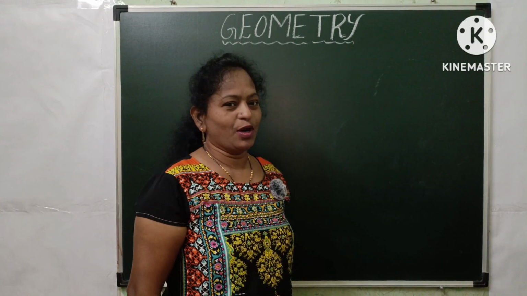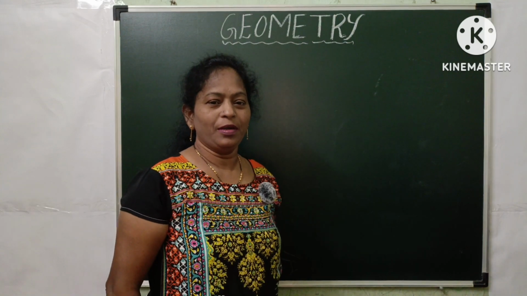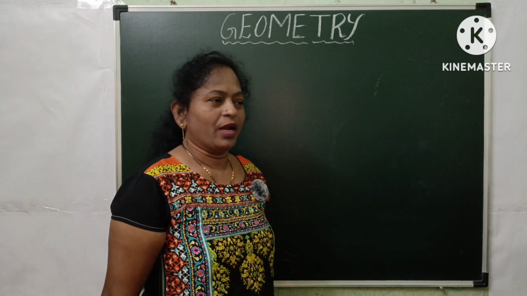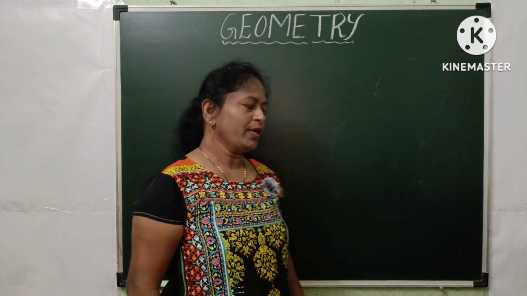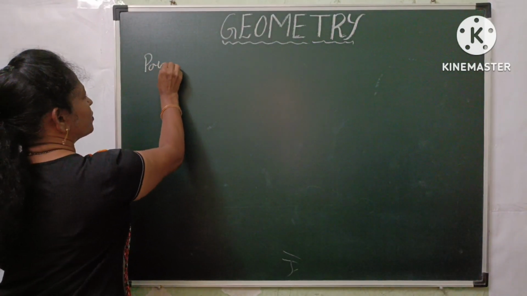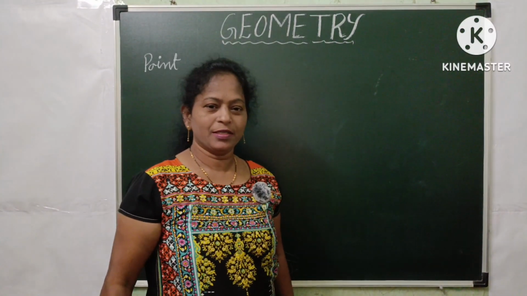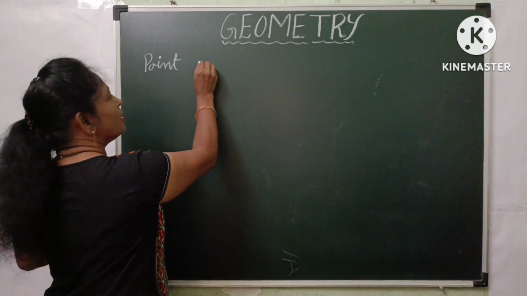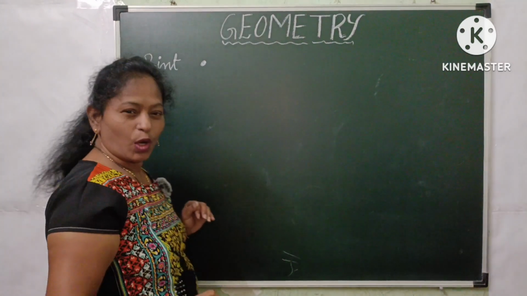Today's topic is geometry. In geometry, we will learn today the basic geometrical parts. The first one is point. This is the basic unit of geometry. Yes or no? A point is a very small dot.